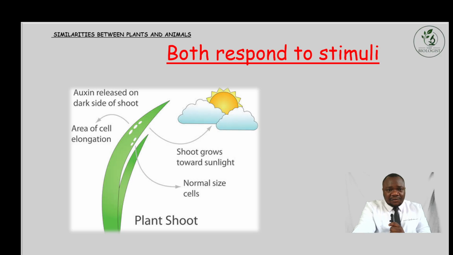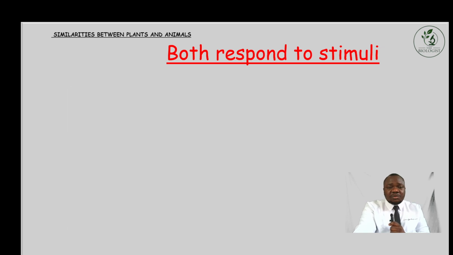For example, you see this plant bending towards sunlight. So plants are very sensitive. At the apex of this plant, you have what we call auxin, which is a hormone found in the apex of the plant. So they tend to bend towards sunlight. So this is a type of stimuli. So plants respond to stimuli, and animals also respond to stimuli.